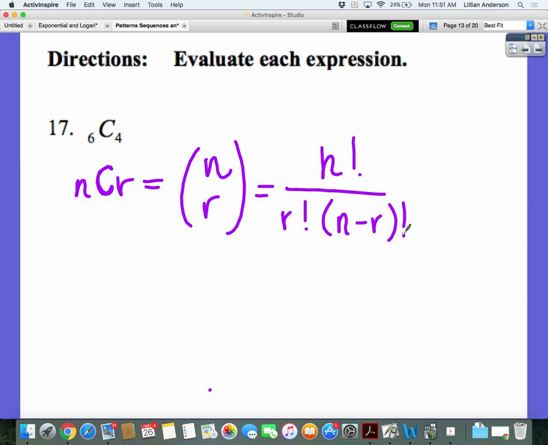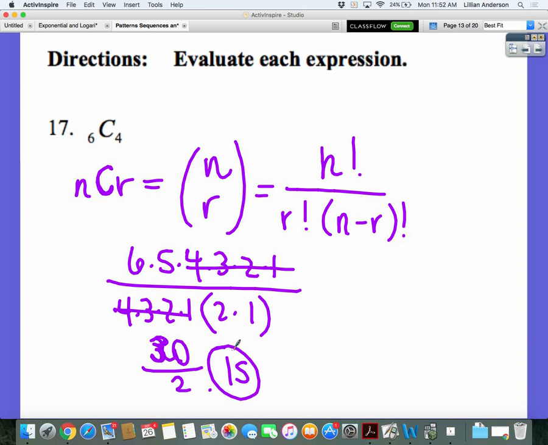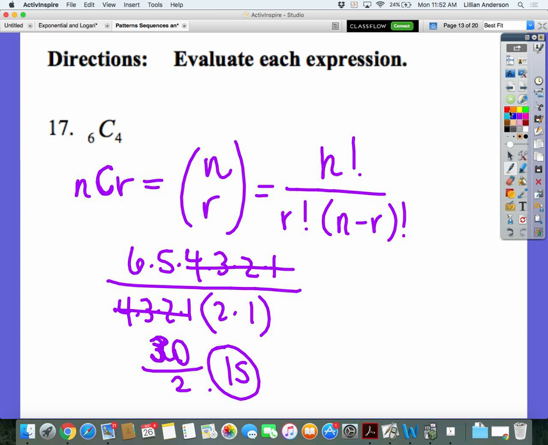If you had to figure this out by hand, which is very possible, the factorial means you start with the number and multiply going down. R factorial is 4 times 3 times 2 times 1. 6 minus 4 is 2. Do the factorial there. Cross out things that are in common. So you have 30 over 2, which is 15. Or you do 6 times 5, 5 times 3.